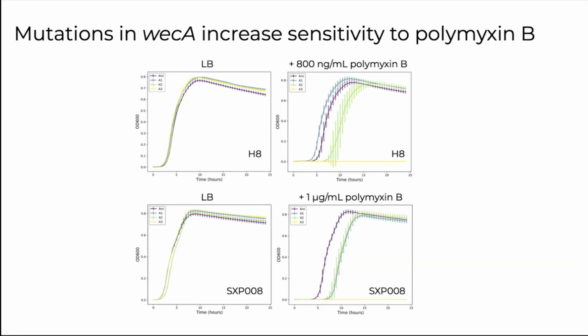In just LB only, we see no real difference between them. But when we add in the polymyxin B, the ancestral strain actually does better in all but one of the evolved strains. And indeed, the yellow line at the bottom of each of the plots shows no growth for those 2 strains that have had that deletion, which suggests that these mutations really are increasing sensitivity to this particular antimicrobial and might really be affecting the membrane.